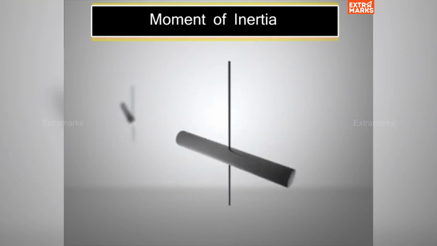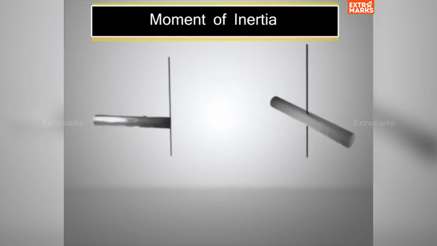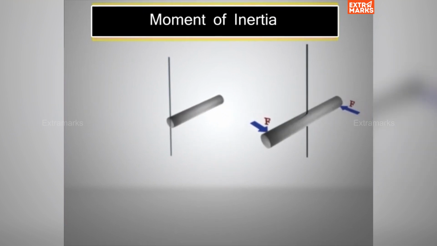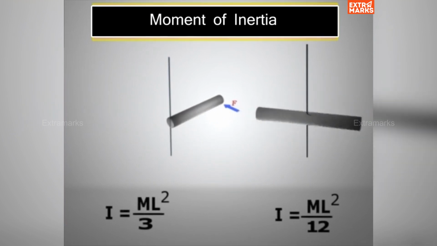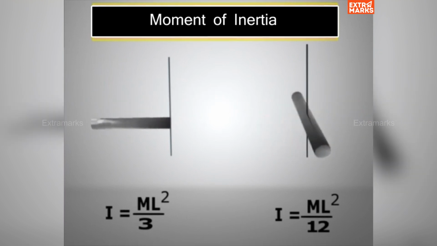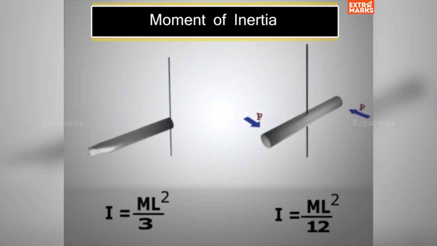The physical quantity that depends on the distribution of mass about the axis of rotation is called the moment of inertia. The moment of inertia of the rod in the two cases can be calculated and shown that it is greater in the first case.